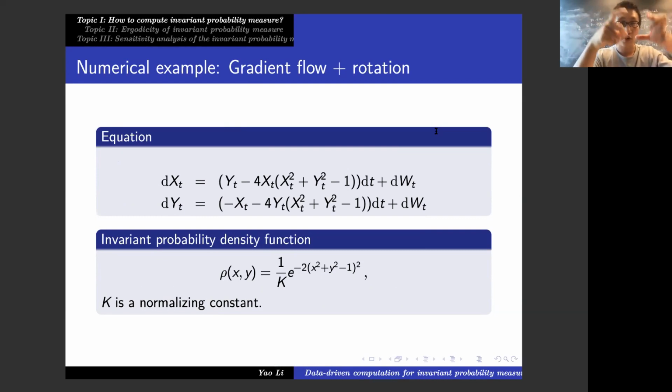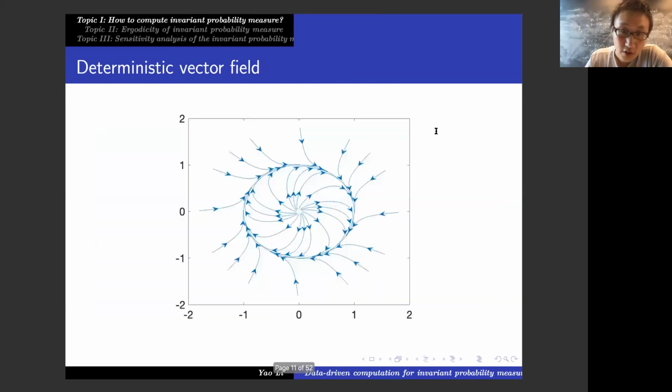So just to show you a quick example, it's nothing but a gradient flow. The bottom of this potential is a unit circle, and then I add some rotation just to distinguish it from a trivial gradient flow. And then you know what your invariant is, and you have this very nice vector field. We call this the ring example.